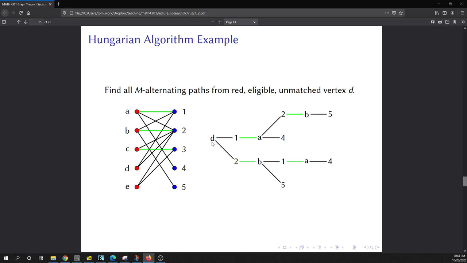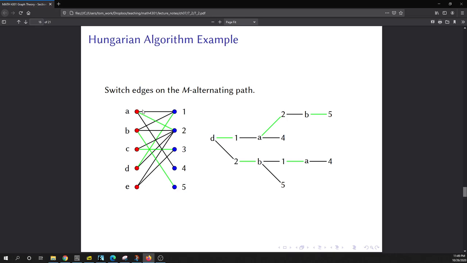And so you're going to flip those edges. If they were not in the matching before, then you're going to put them in. If they were in the matching before, then you're going to take those out. That's exactly the example that I showed you, and you can see now I get an extra edge in there. Then what I would do is mark all of the vertices as eligible and then go back to step 2.